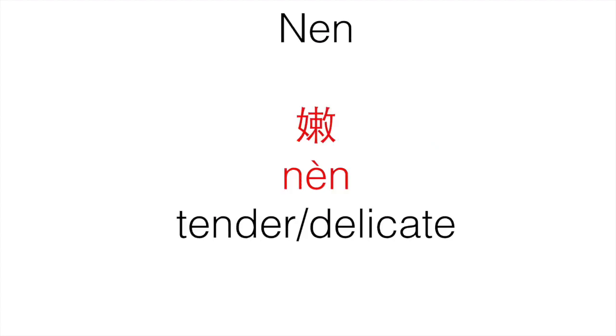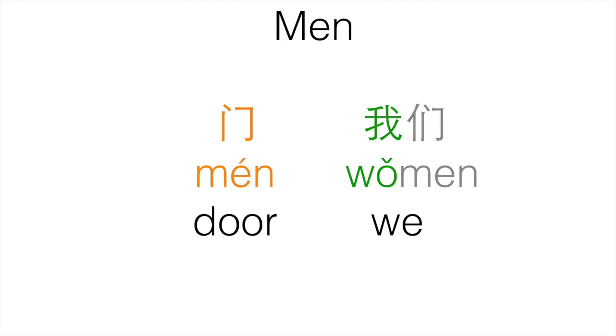嫩 This character is in the 4th tone and it means tender or delicate. For example, talking about a piece of meat. 门 In the 2nd tone means door or gate. And 我们 is a very common word in Chinese. It means we. You will hear from time to time that some people pronounce this as a 3rd tone, then a 2nd tone. However, strictly speaking, if you look this word up, it should be a 3rd tone, and the 2nd tone is neutral or unstressed.